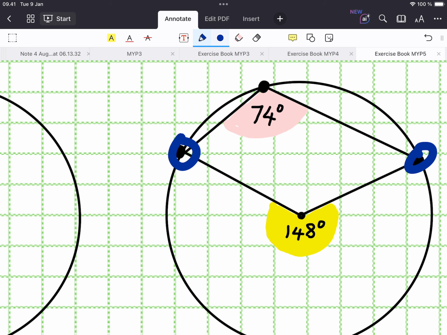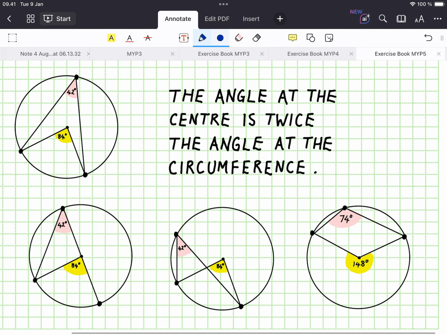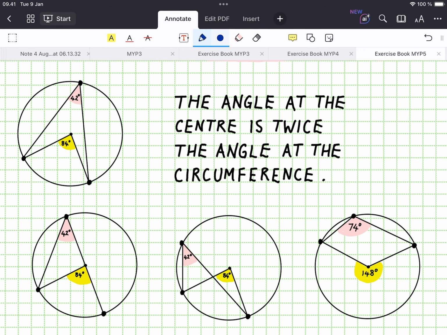So do pause the video and make sure you get that information neatly in your notebooks, please.